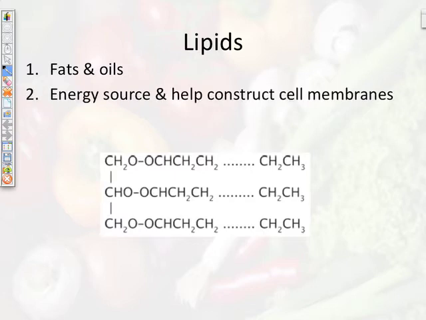Lipids work as an energy source. They help construct cell membranes. They also regulate body temperature. They're a good energy source for us because it's more concentrated energy than carbohydrates. I'll tell you why in a second.